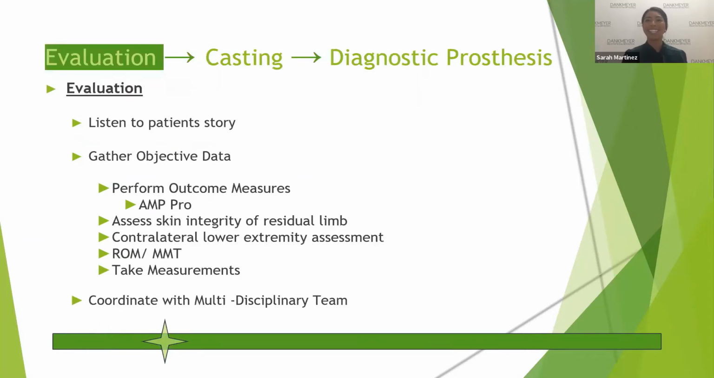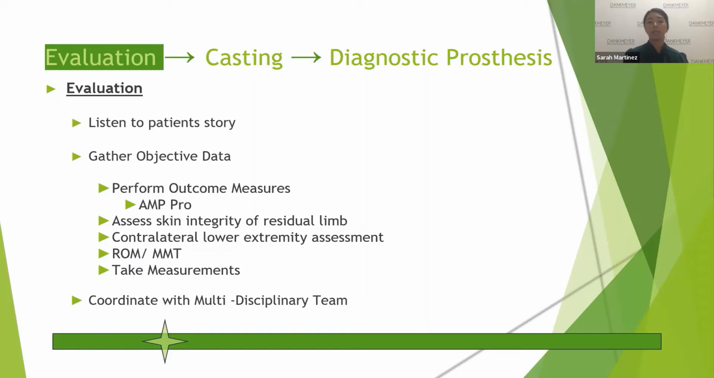All right, and next slide, thank you. So we have our evaluation, and we'll run through this real quick. We're listening to the patient's story. We learn everything that we can about them, because it's important to know where they're coming from. And it's important to us for them to know that they're understood. So with listening to their story, we ask questions so we can understand. We gather objective data, which is done by performing outcome measures, such as the AMPPRO. We're assessing the skin integrity of the residual limb and the contralateral side, because again, that's going to play a part in their rehabilitation journey.